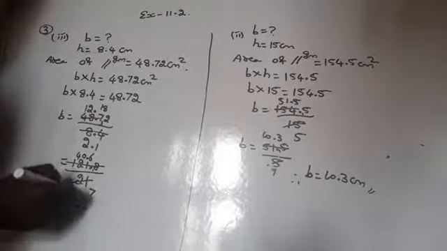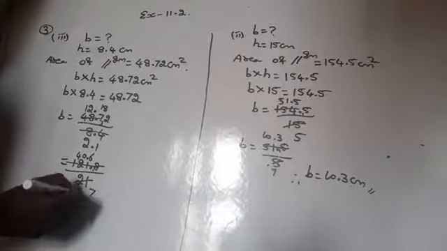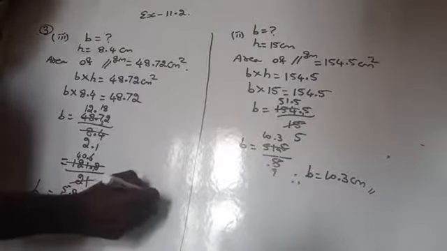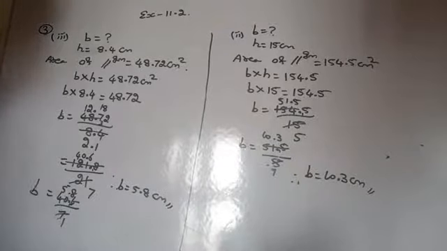1 7 is 7, 5 7s are 35, remaining 5, that is 56. Then 8 7s are 56. Therefore, base is equal to 5.8 centimeter. What is the base of the parallelogram? 5.8 centimeter. Are you getting there? Yes. Shall we move to the next question?